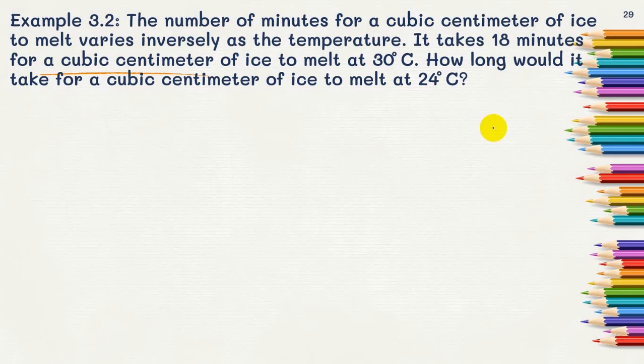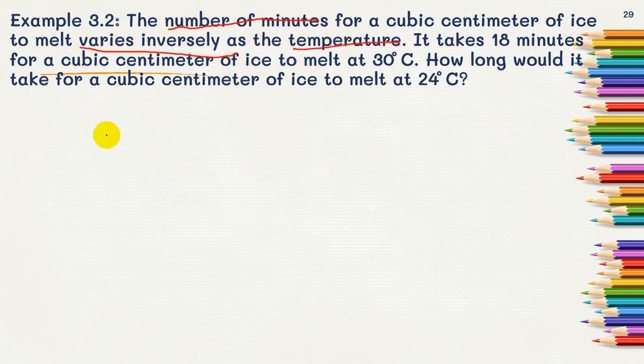Let's proceed. The number of minutes for a cubic centimeter of ice to melt varies inversely as the temperature. It takes 18 minutes for a cubic centimeter of ice to melt at 30 degrees Celsius. How long would it take for a cubic centimeter of ice to melt at 24 degrees Celsius? So how are we going to know if this is inverse variation? Because of the statement varies inversely as. Then you need to identify the two quantities. We have the number of minutes, and we also have the temperature.